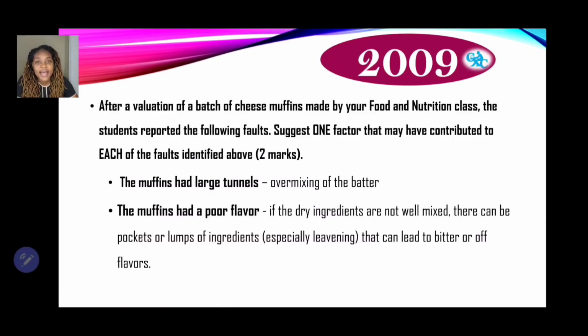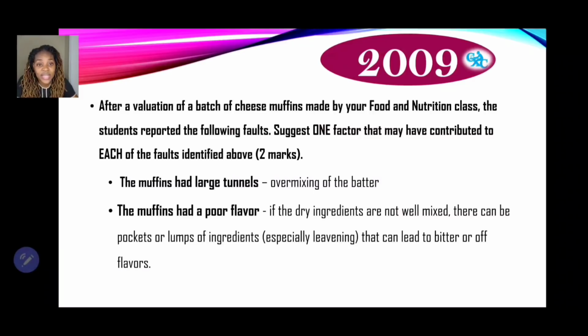All right. Now let us move into our final question, and it's also taken from 2009. It reads, after evaluation of a batch of cheese muffins made by your food and nutrition class, the students reported the following faults. Suggest 1 factor that may have contributed to each of the faults identified above. 2 marks. So 1, the muffins had large tunnels, and 2, the muffins had a poor flavor. Good.